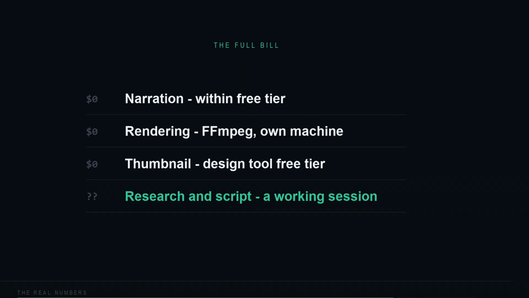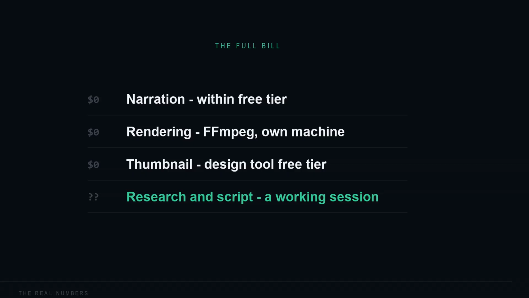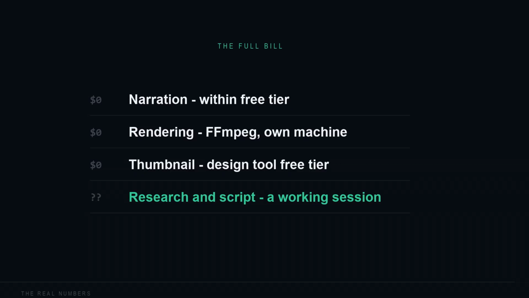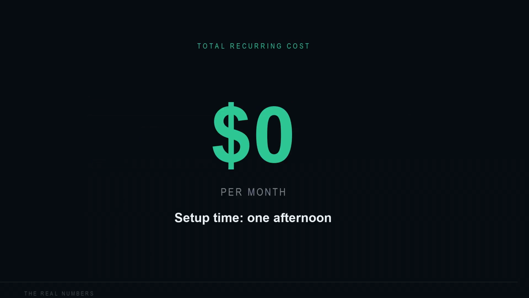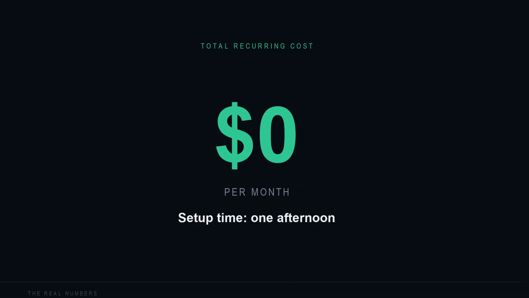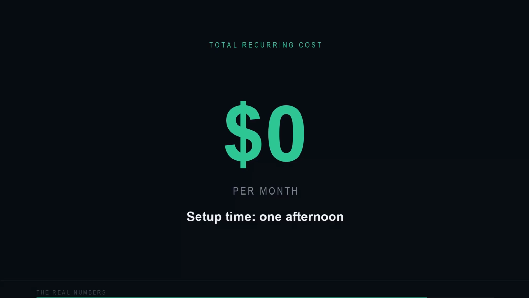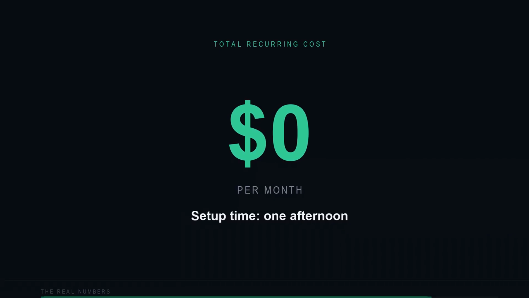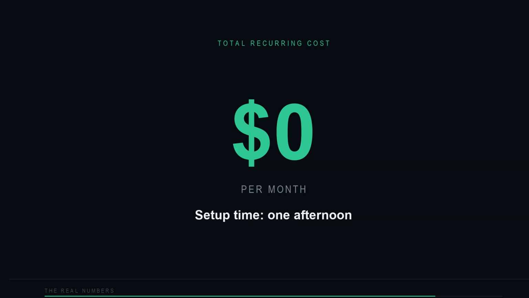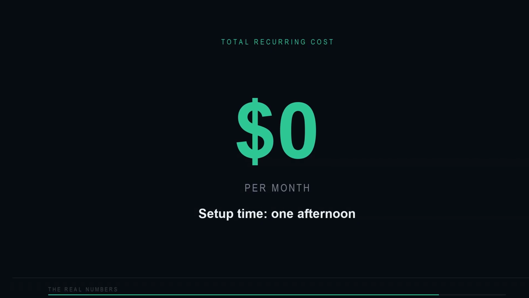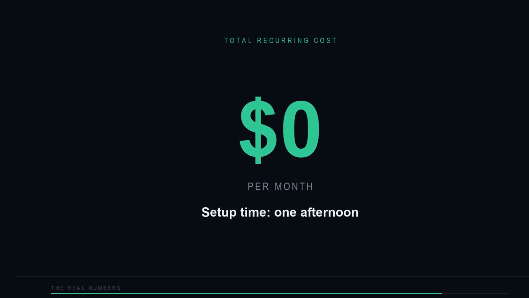Research and script: this is the part that isn't free, and I want to be direct about it. It took me a working session, and it should. That's the part that can't be automated away, and I'll come back to that. Total recurring cost: $0 a month. Total setup time: 1 afternoon, most of it spent hitting the problems I just described so you don't have to.